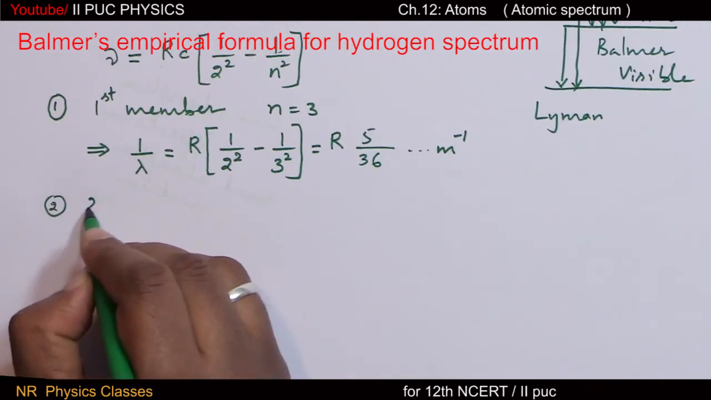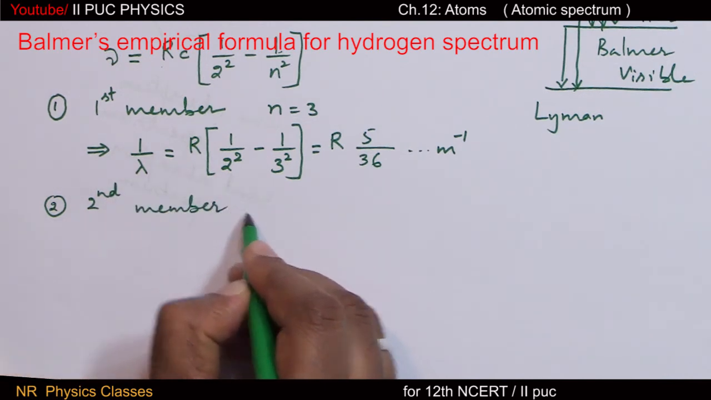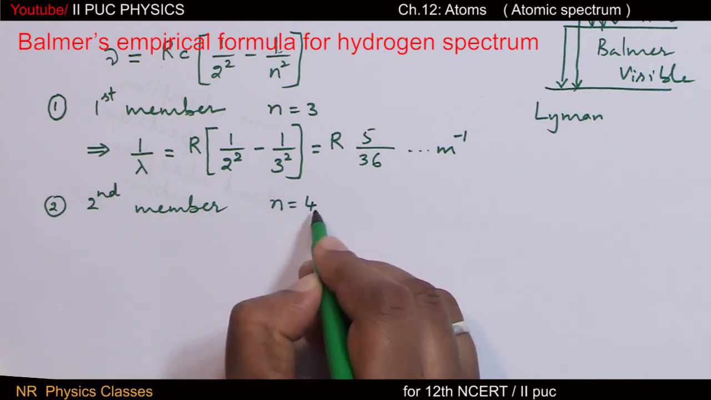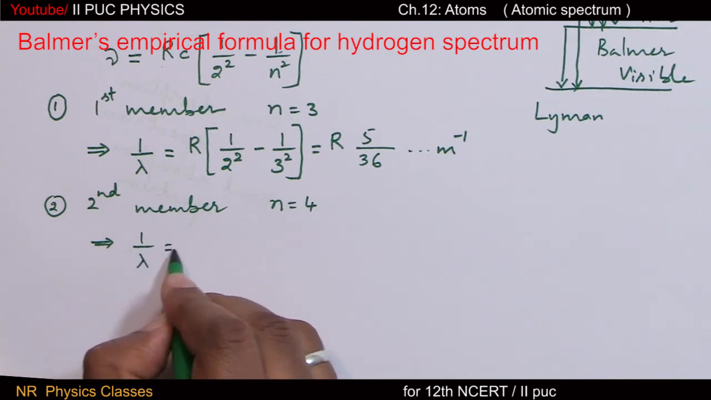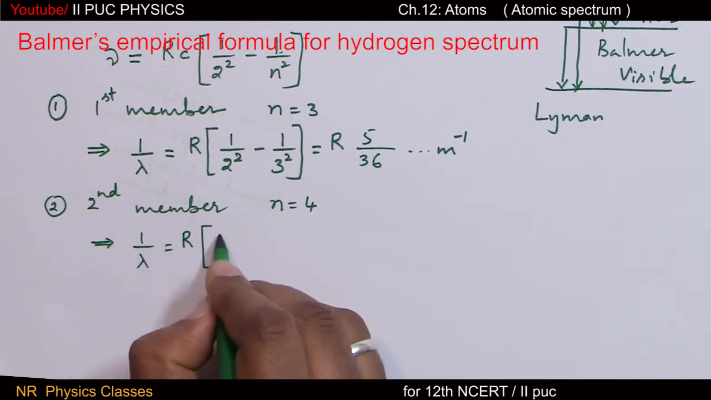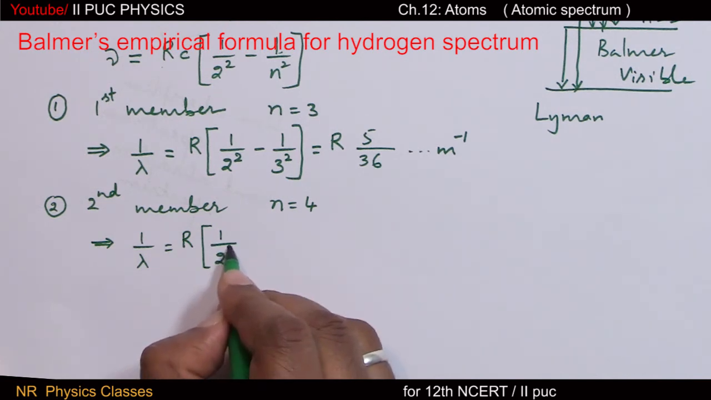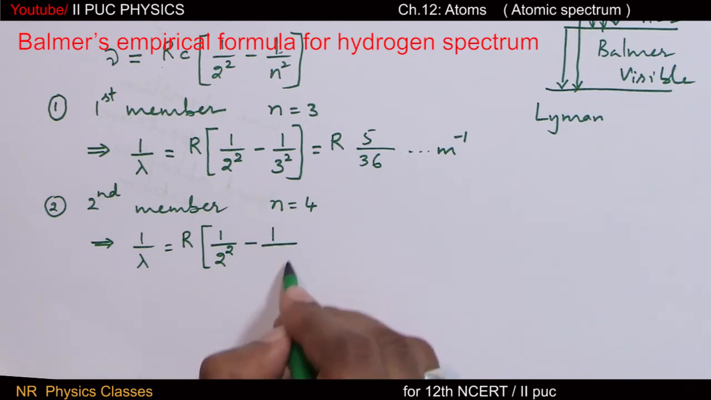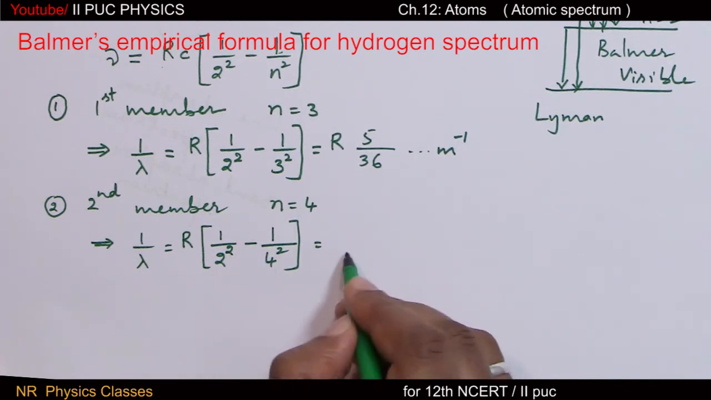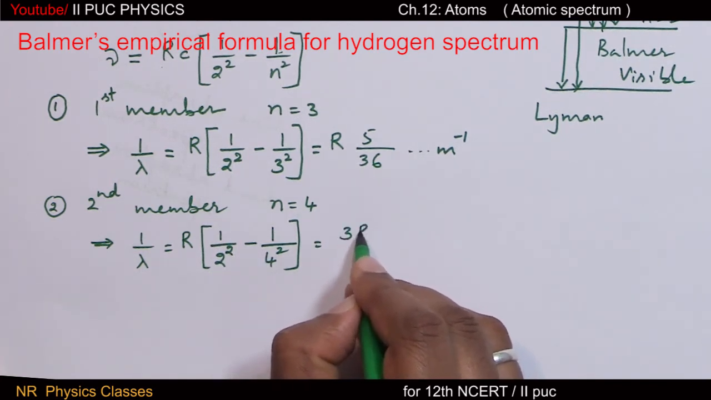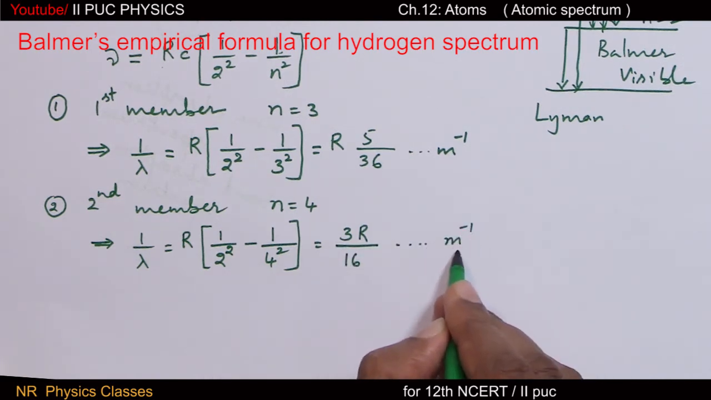Second, for the second member of Balmer series, n should be equal to 4 to 2. This implies that 1 by lambda equal to R into, since it is Balmer, pay attention, 1 by 2 square minus 1 by 4 square. You simplify this, you will get 3R by 16. SI unit is per meter because it is wave number.